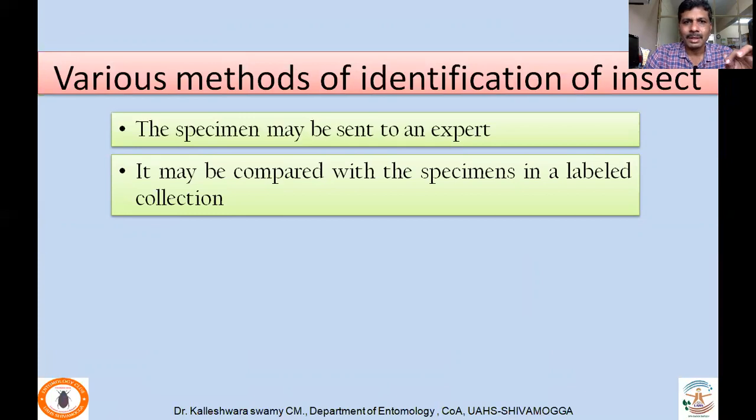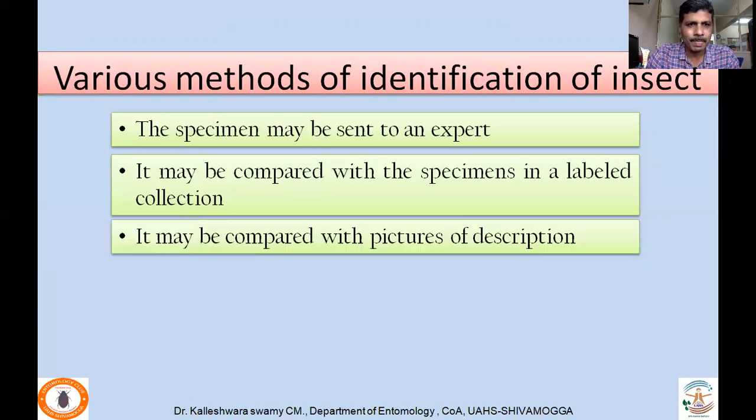For example, if your university laboratory or institute laboratory has collections, you go there and compare the specimens. If it is already identified and you compare the characters, it becomes very easy to identify to species level or any other level for that matter. It may also be compared with pictures or descriptions. In many publications, pictures are given, so go through those pictures and see whether it is the same or different. Although, it is not good to rely all the time on pictures, as identification based on pictures is not always correct.